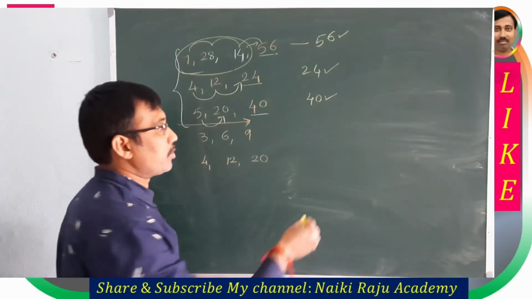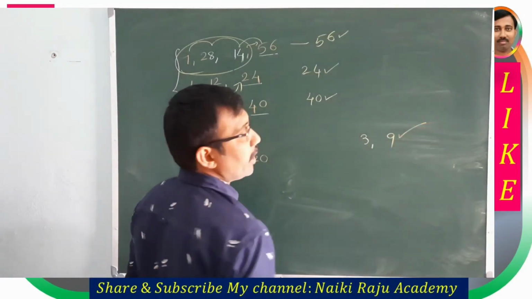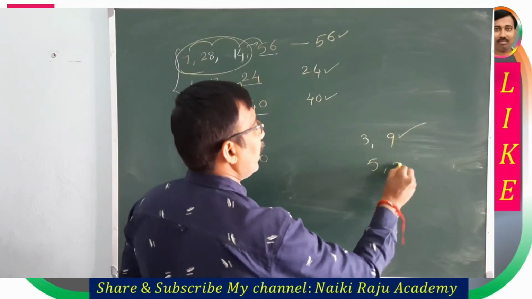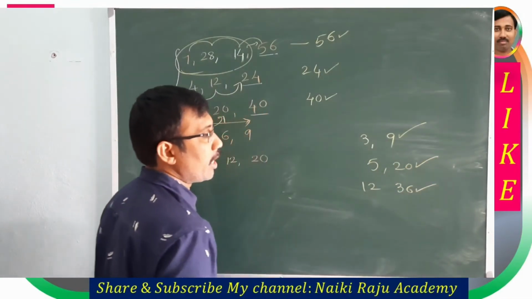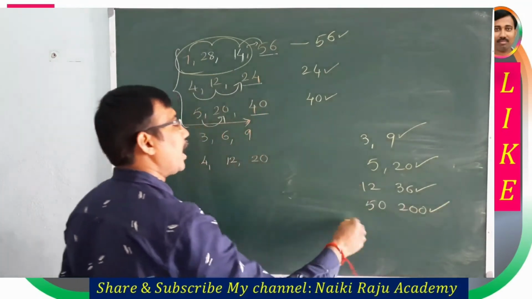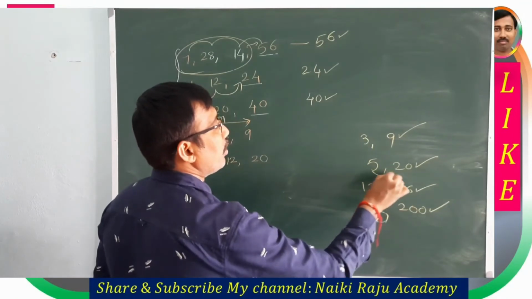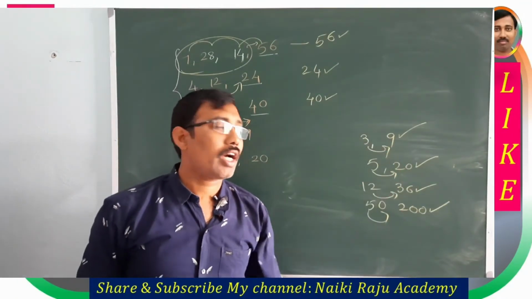Okay. Sometimes a direct question: 3 and 9, 9 is the LCM. 5 and 20, 20 is the LCM. 12 and 36, 36 is the LCM. 50 and 200, 200 is the LCM. Because the small one is a factor of these numbers. So these big numbers are the LCM of the numbers.